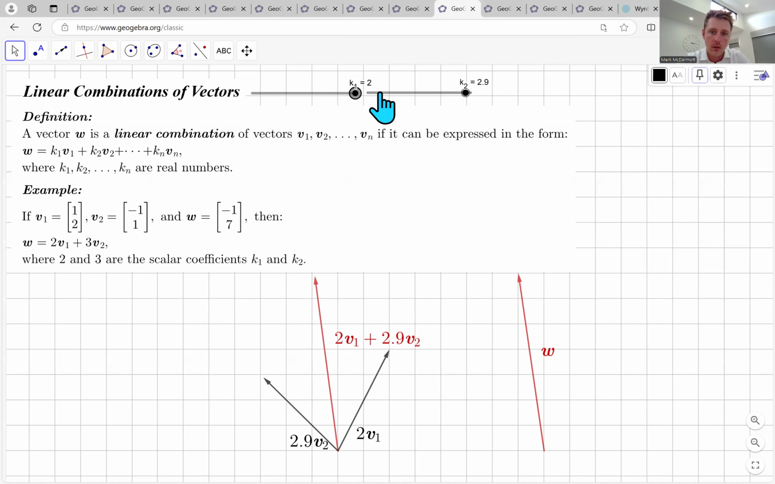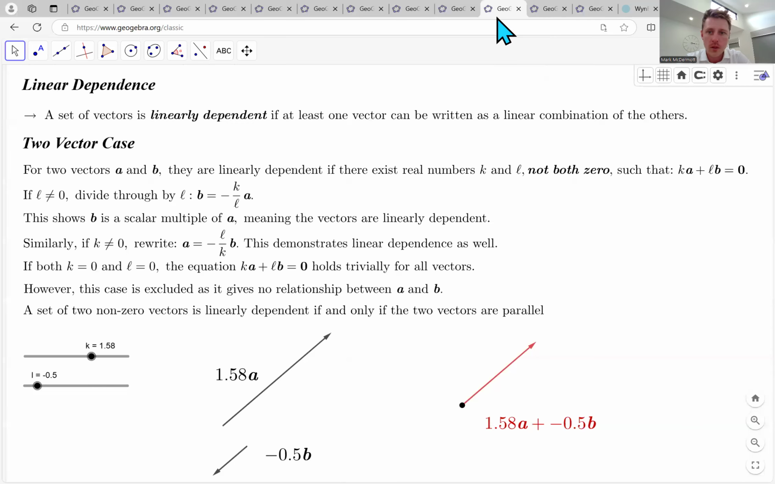Okay, so there you go. All right, let's have a look at the next thing, which is where it's going to get a little bit more interesting. We're going to talk now about what's called linear dependence. Let's look at the definition for now. A set of vectors is linearly dependent if at least one vector can be written as a linear combination of the others. Just like what we spoke about, you have to be able to express some vector as a linear combination of other vectors.